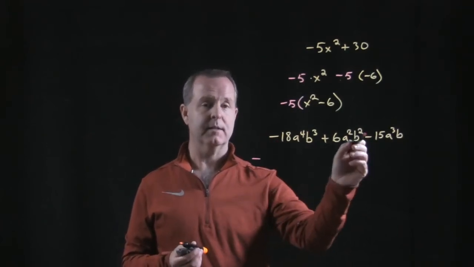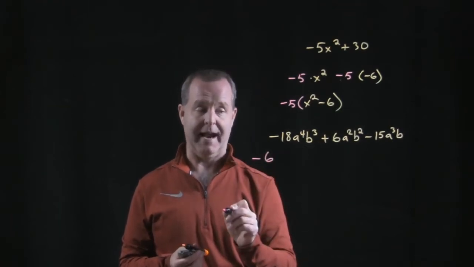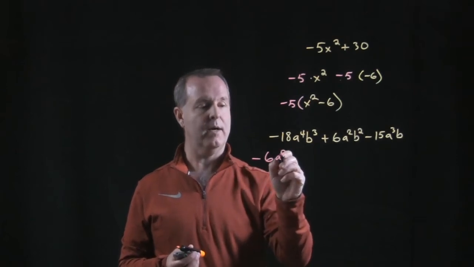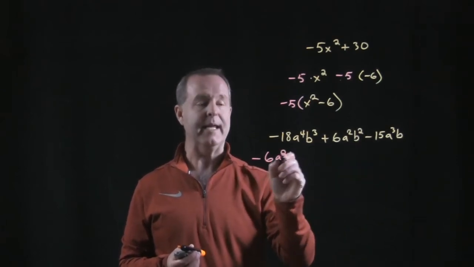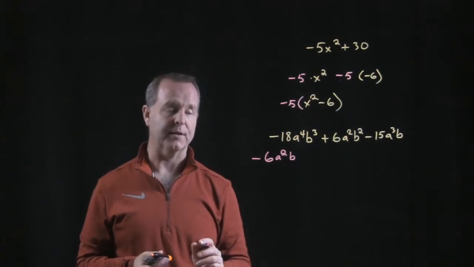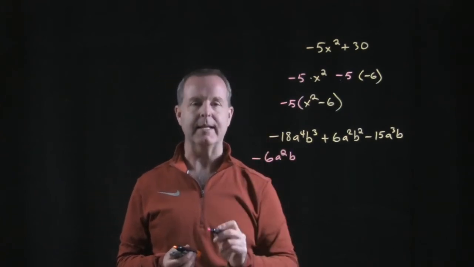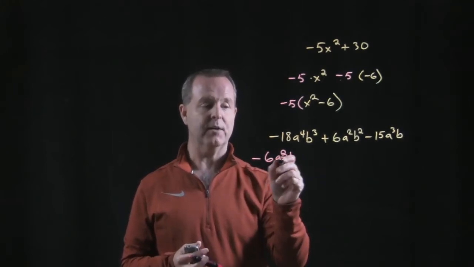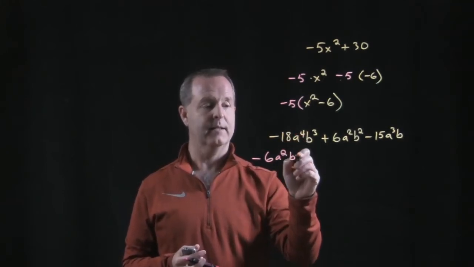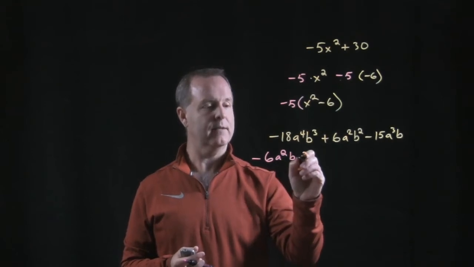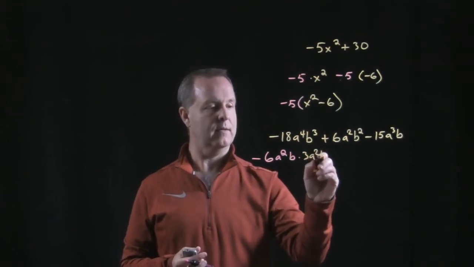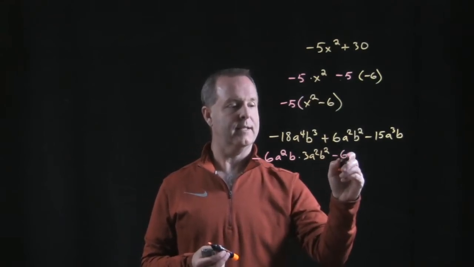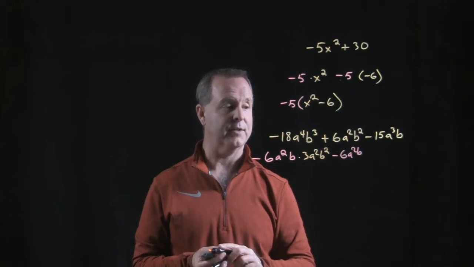Look at the coefficients. 6 is my greatest coefficient factor. A to the fourth, a squared, a cubed makes an a squared, and then I'm left with a b. So that's my greatest common factor, but I'm going to put a negative with it because my leading coefficient is negative. From there, what's the factor multiplied by this that produces that? That's going to be a 3, a squared, b squared, minus 6a squared b, because that's my greatest common factor.